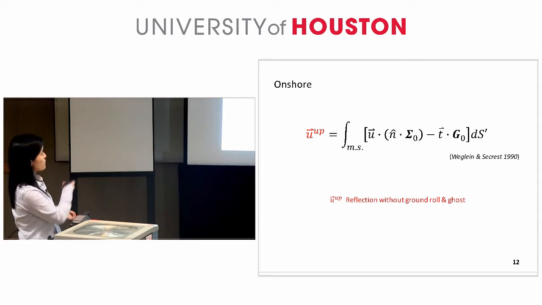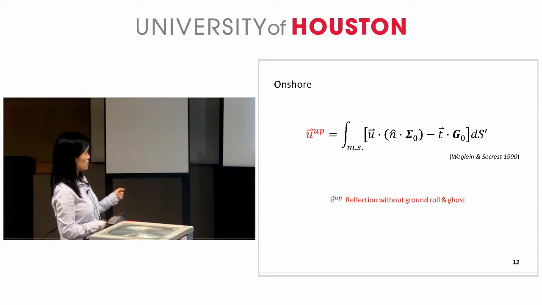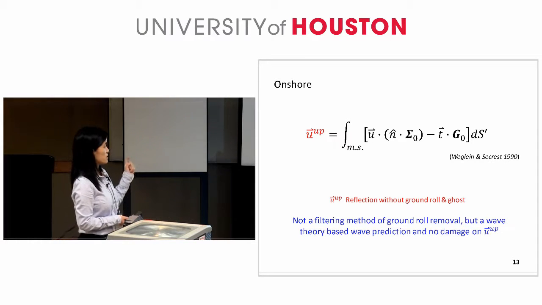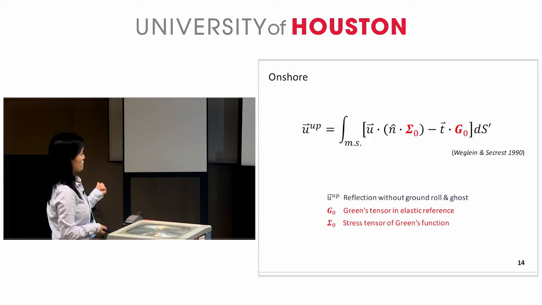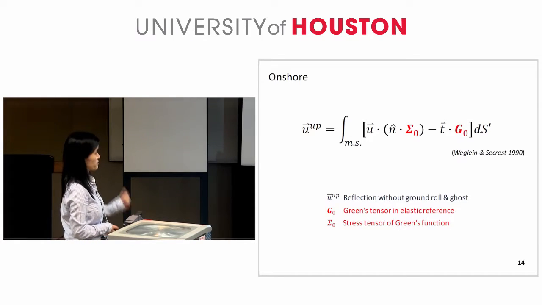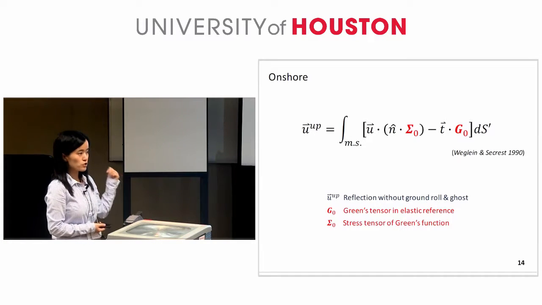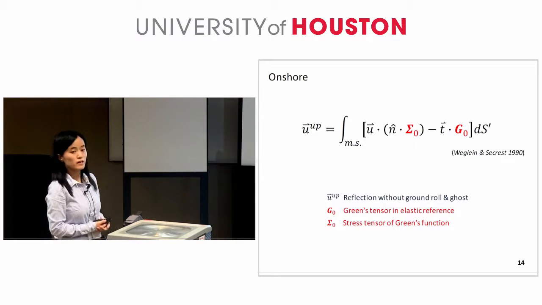The output U up here is the outgoing displacement reflection without ground roll and ghosts. Please notice that this is not a filtering method for ground roll removal. This is a wave theory-based method to predict the outgoing reflection data, so there's no damage here. And to obtain this effectiveness, we need to have Green's function G0 and the stress tensor of Green's function. Different from marine, here the reference medium is elastic, so both Green's function and its stress tensor are more complicated. They are higher order tensors here.